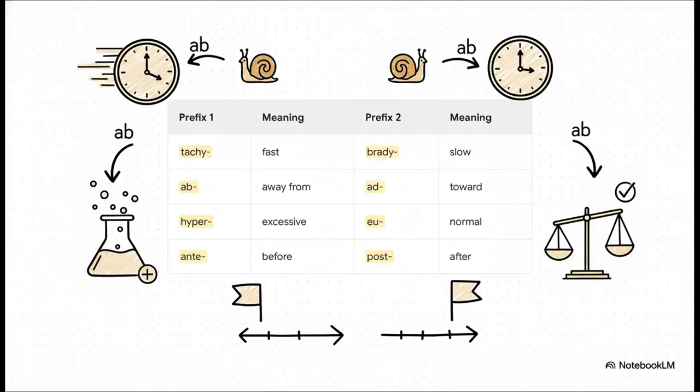Here's a quick cheat sheet of some of the most useful pairs. We've got tachy versus brady for speed, ab versus ad for direction, hyper versus eu for scale, and even ante, meaning before, versus post, meaning after. Think of this as your starter pack for becoming fluent.